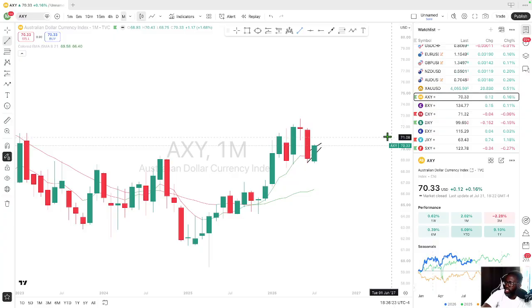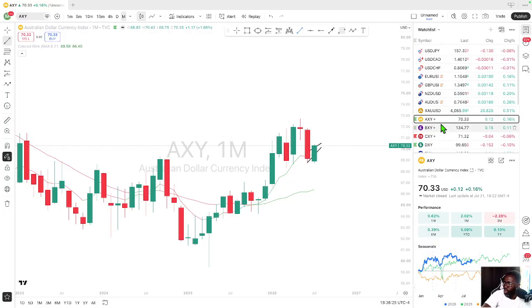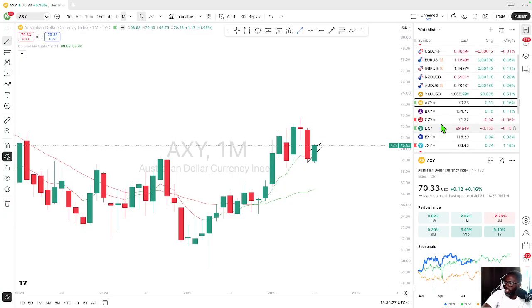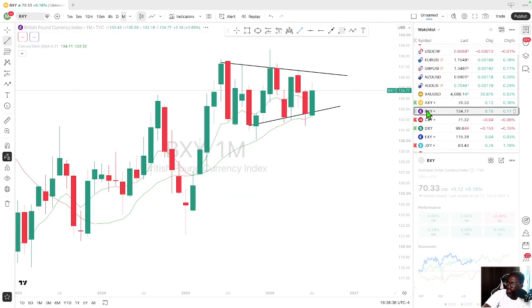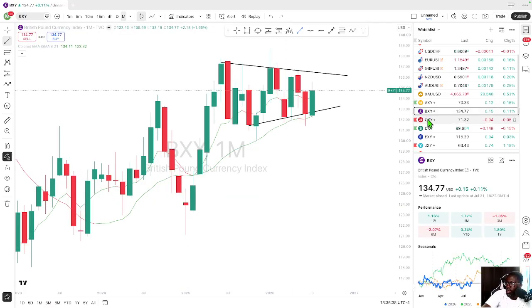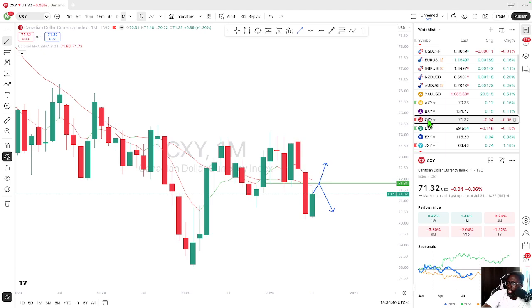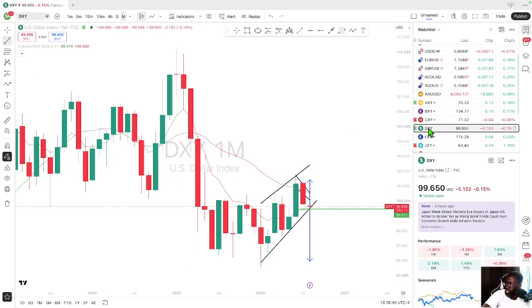All right, so that's just looking at what the market gave us overall for the month so far, since this year. What's January? January's right there. So this year, Australian dollar been strong so far. British pound been strong so far. Canadian dollar been all over the place. Canada, come on, man, stop playing. US dollar been still playing around.